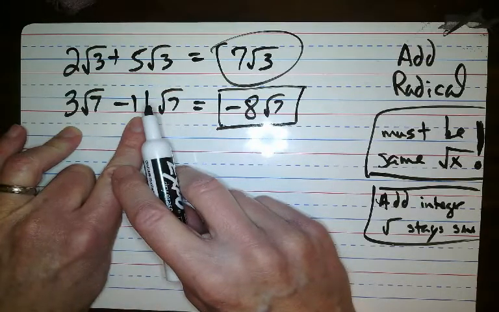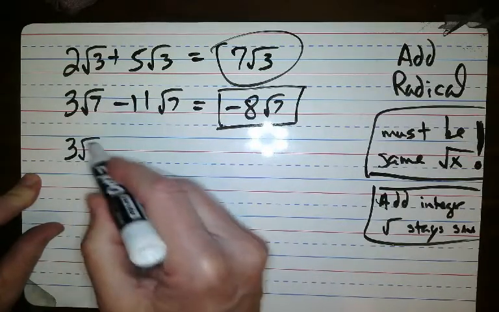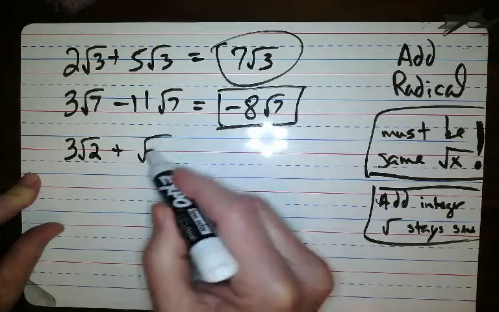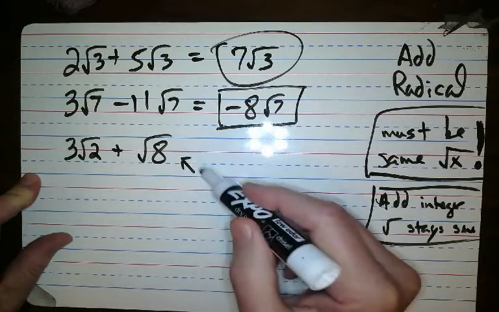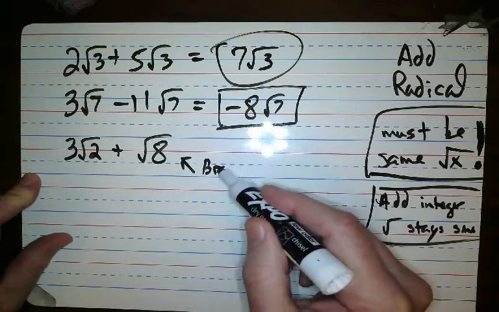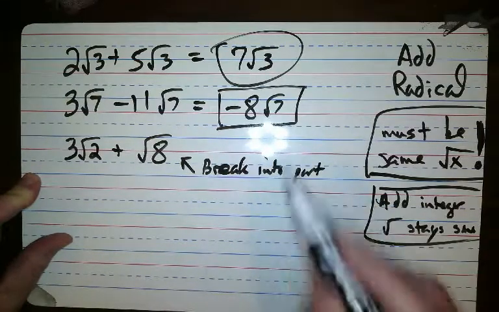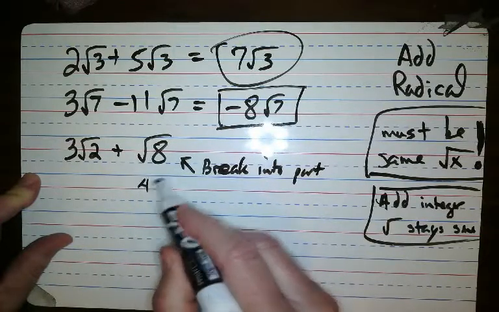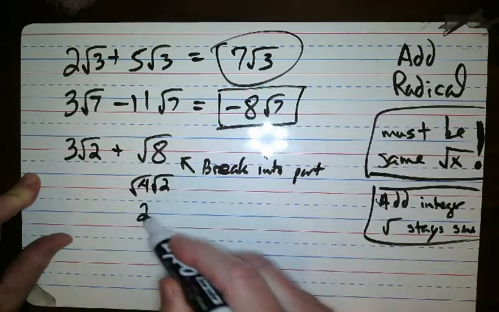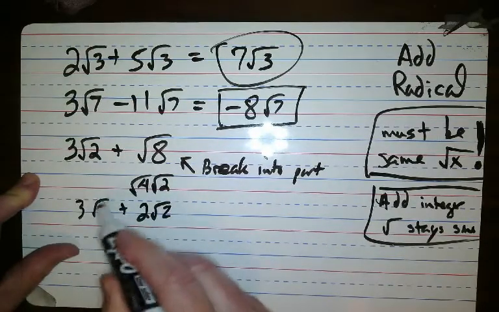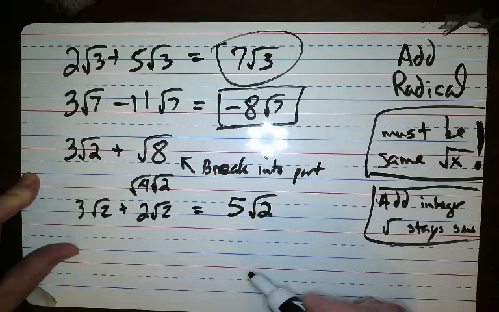How about that? Now then, if that's all there was, that'd be pretty nice. But what about this one? 3 radical 2 plus radical 8. Uh-oh. So what you have to do is you have to break this down into parts, just like we did a while back. Remember, this is the same thing as 4 times 2. You know the square root of 4. So this is really 2 radical 2 plus 3 radical 2, which makes 5 radical 2.